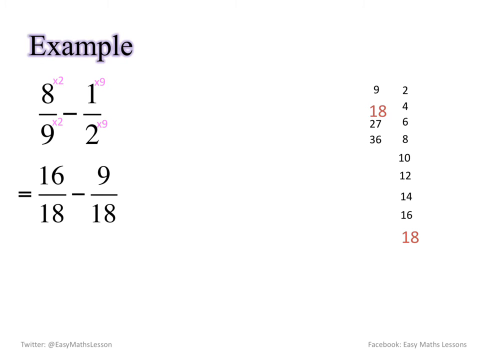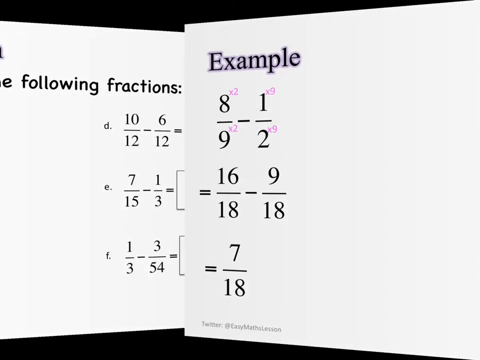You can see that this is a takeaway. So I have to do 16 take away 9. My denominators stay exactly the same. So 16 take away 9 is 7, and there you have it, all finished.